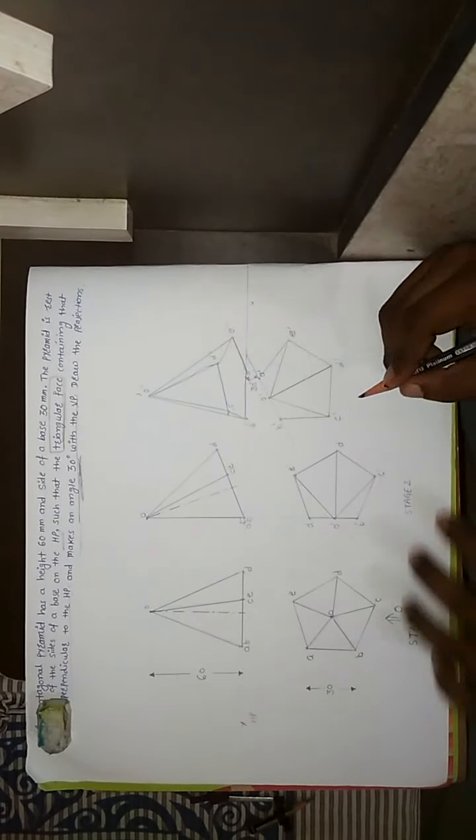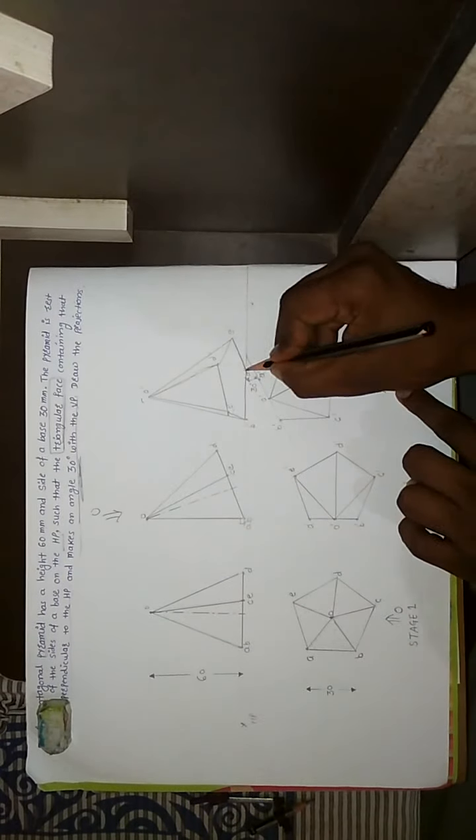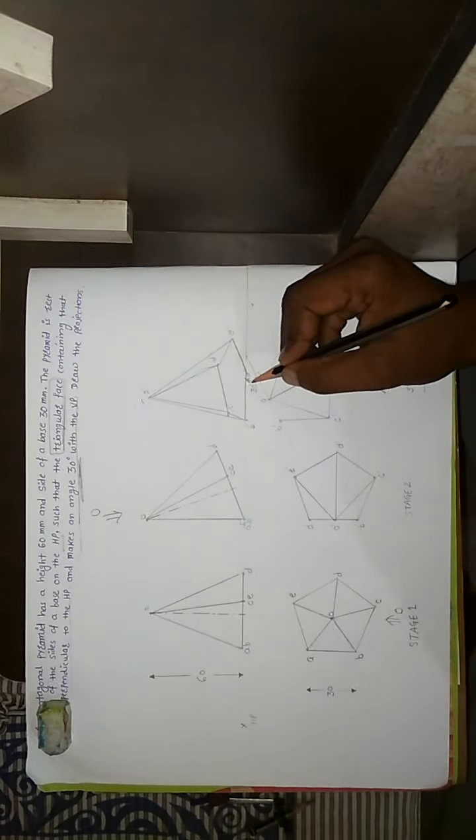In the first stage, the observer is here. In the second stage, the observer is here, and in the third stage, the observer is at this point. So the point A is far away from the observer. So this line O and O becomes our hidden line.